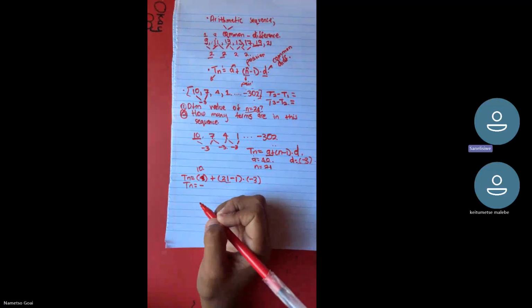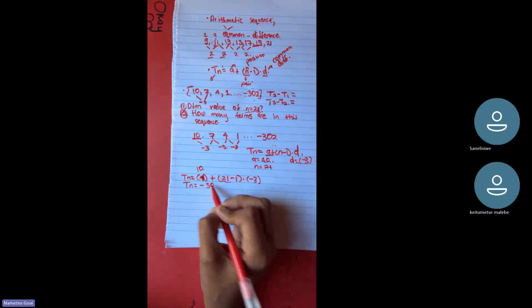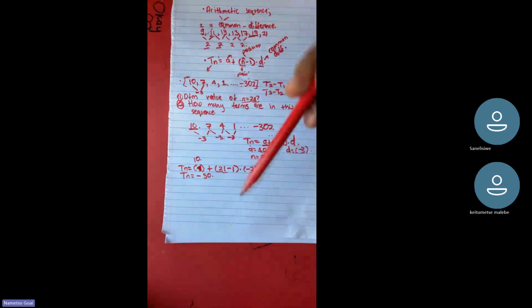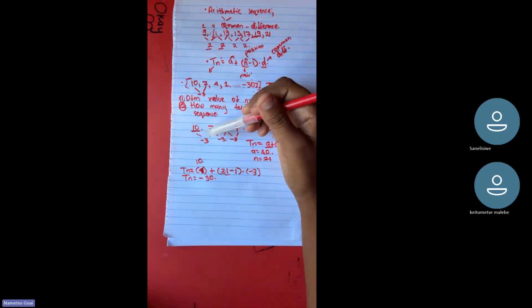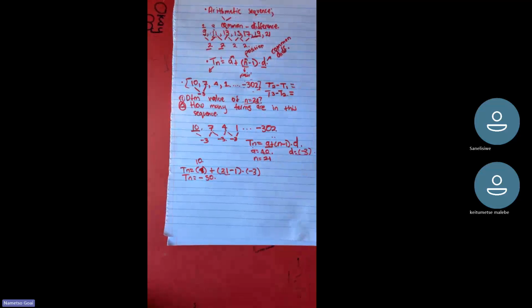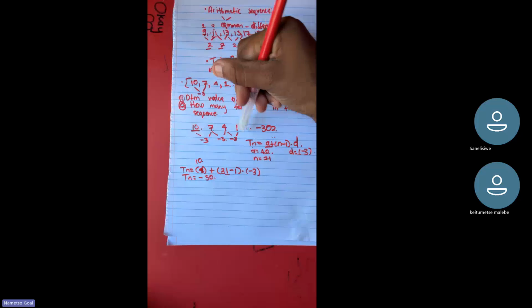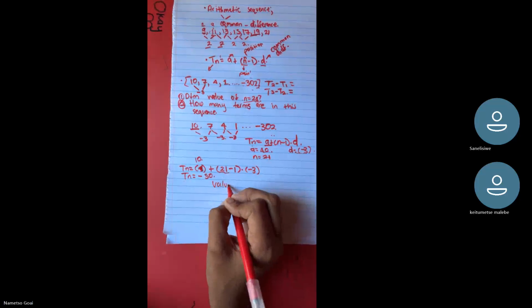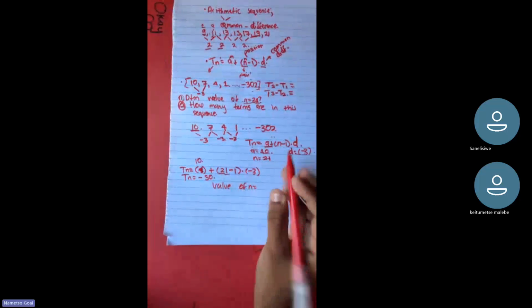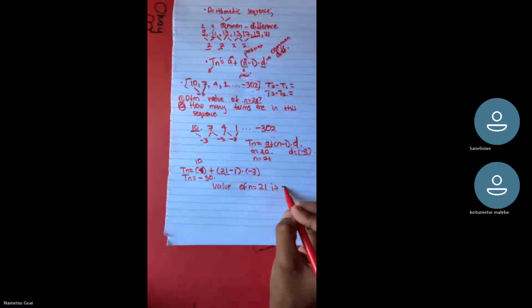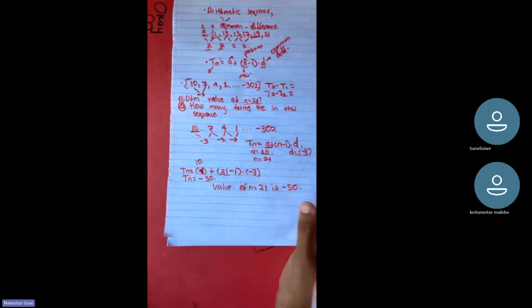Negative 50. I mean, which makes sense, because as you can see, if we keep on subtracting by 3, subtracting by 3, subtracting by 3, it's not too far-fetched to say that we are somehow going to end up in the negatives. So the value of n equals 21 is negative 50. Right.